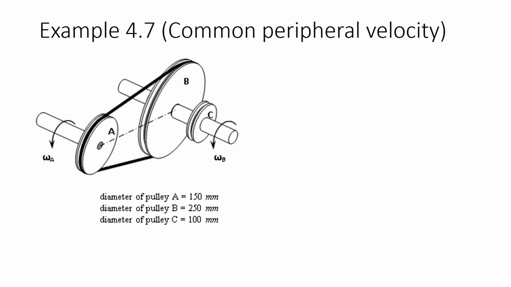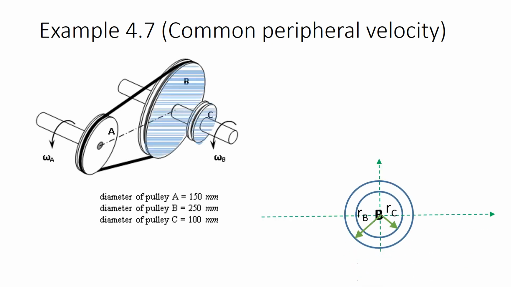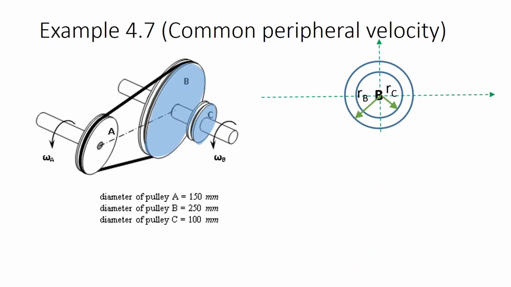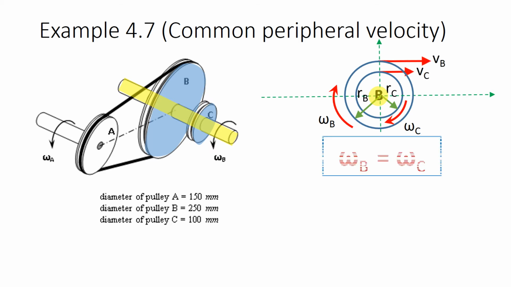Now, let's take a look at pulley B and C. Again, obviously pulley B and C will rotate at their respective angular velocity. And we know that they are connected by a common shaft. And because of this relationship, we will know that omega B must be equal to omega C.